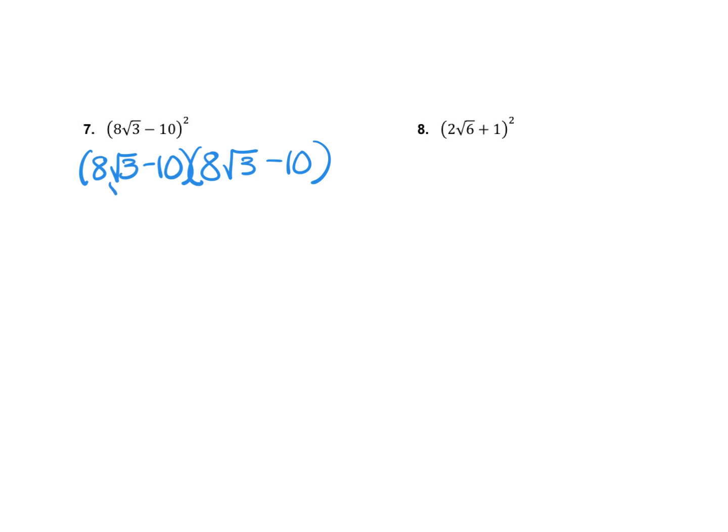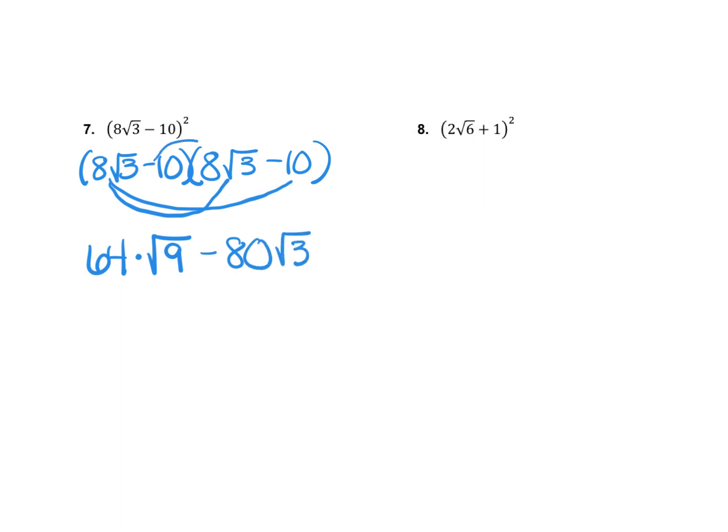So we're going to take 8 times square root of 3 times 8 times the square root of 3. So let's take 8 times 8, and we'll get 64. And now I've got to do that square root of 3. I'm just going to put this as the square root of 9 right there, because then we'll simplify it in a minute. So now we're going to take 8 times the square root of 3 times negative 10. So I'll have minus 80 square root of 3. Now we're going to do the same thing here, minus 80 square root of 3. And then we'll take negative 10 times negative 10 is plus 100.